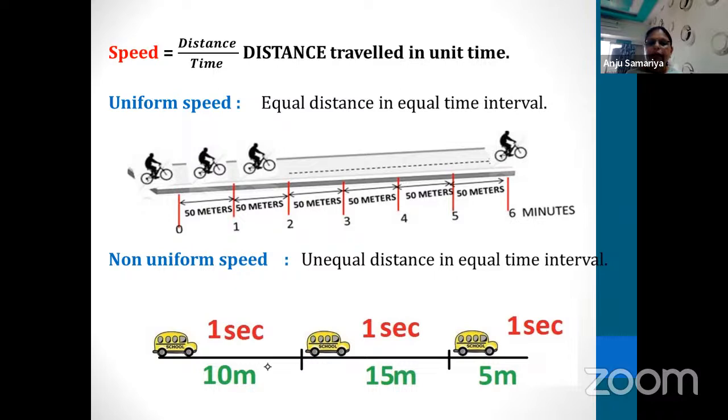Non-uniform speed is when unequal distance is traveled in equal intervals of time, or equal distance in unequal intervals of time, or vice versa. Again, I'm saying unequal distance.